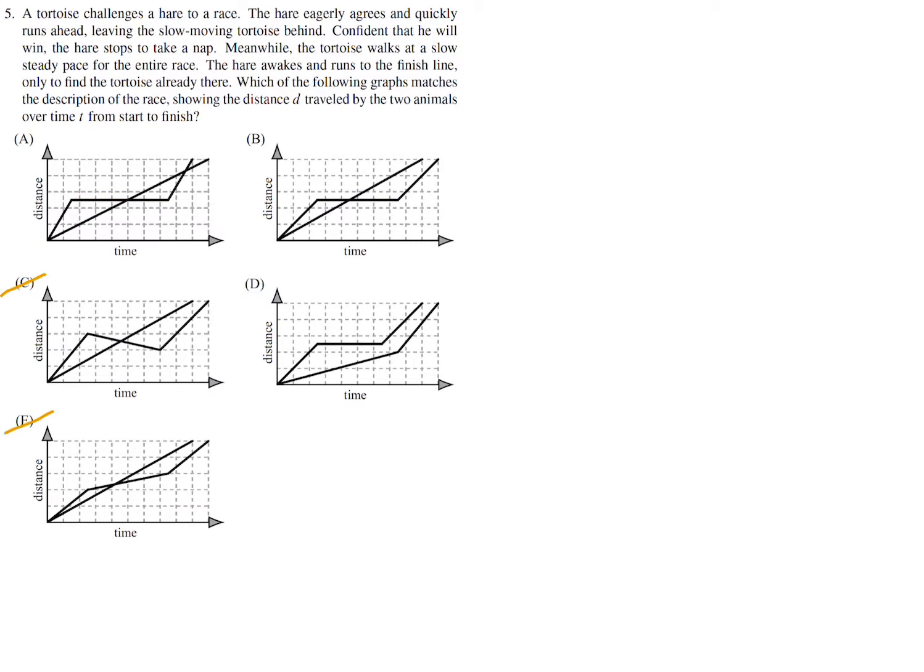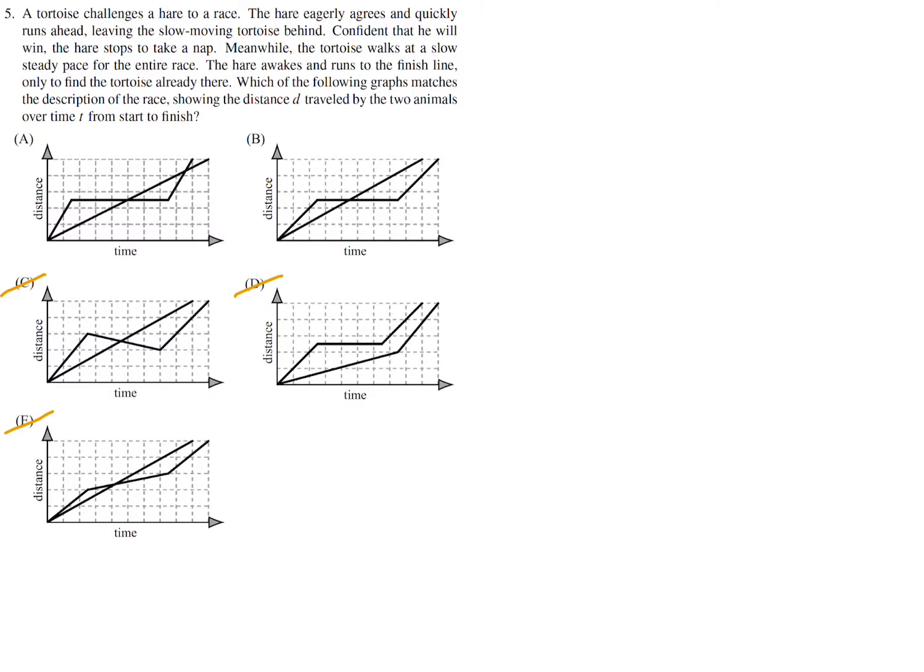Okay, so now let's keep going here. The next piece of information that's very helpful is that the tortoise walks at a slow but steady pace. So he's always going at the same pace. So keeping that in mind, we can eliminate D, because D shows that his pace is changing, whereas A and B show that his pace is exactly the same. Okay, so now we're down to A and B.